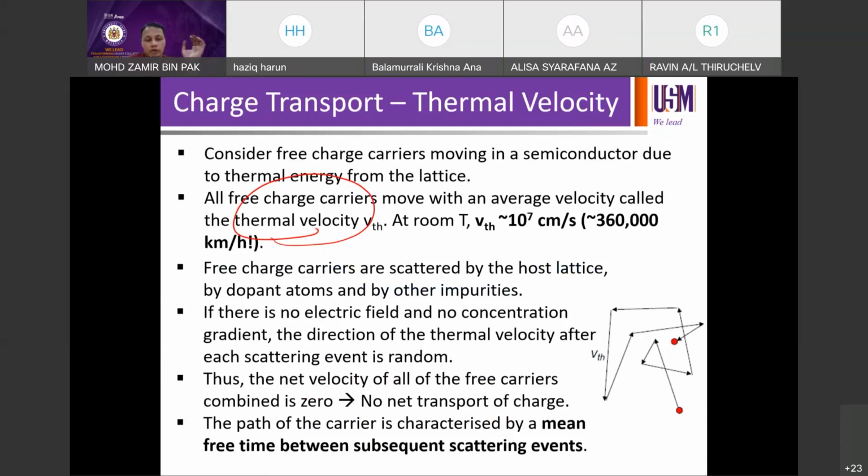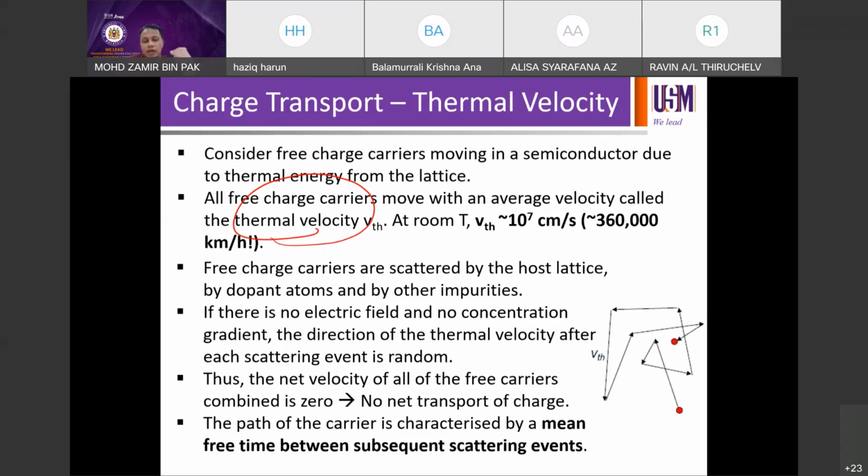Free charge carriers are scattered by the host lattice, by dopant atoms, by other impurities as well. So the moment you have your charge carriers moving within the lattice, there will be possibilities where they're going to get scattered. Akan ada collision, akan ada pelanggaran, and hence scattering. Dia akan ada pelanggaran, and then you're going to change direction because of some scattering by the host lattice itself, by the host lattice of silicon, for example, by dopant atoms present in the lattice due to doping process.